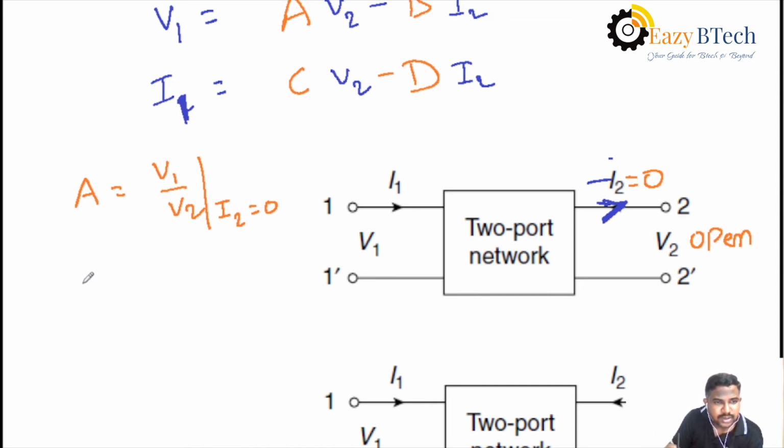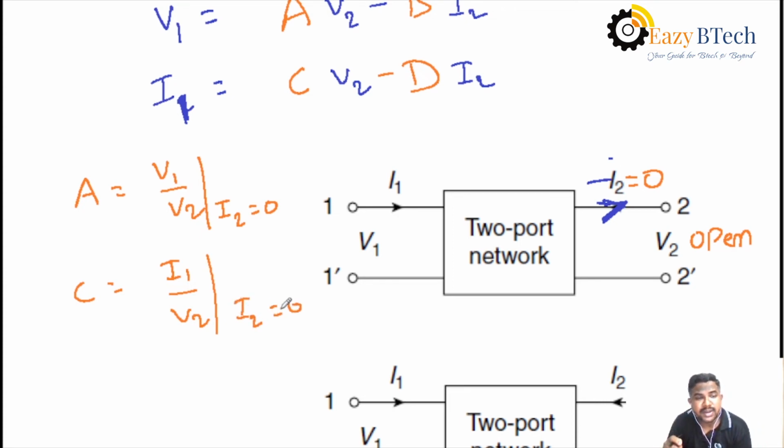Similarly, C. What is the formula here? I1 by V2 when I2 equal to 0. Here the parameter C is the ratio of current to voltage. Then the unit of C is mhos, like the Y parameter. The unit of Y parameters is also mhos.